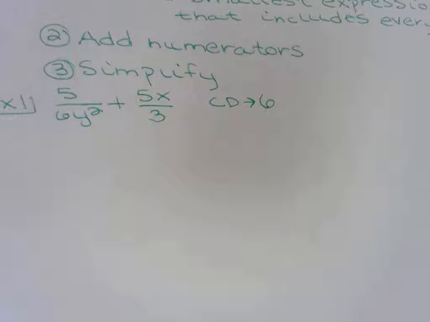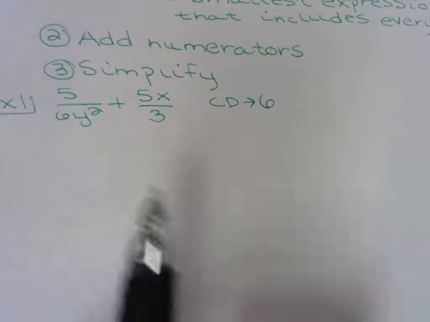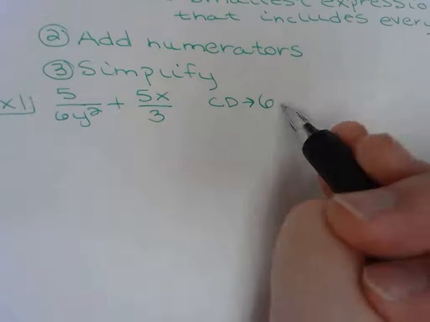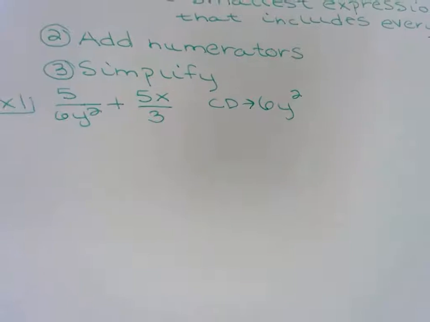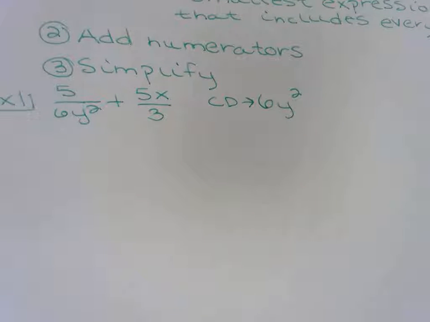Your coefficient. Now we have to look at your variable. You have to include all the variable parts. So since this has a y squared, you have to put a y squared with the common denominator. You have to include everything that's in the denominator in one way or another.